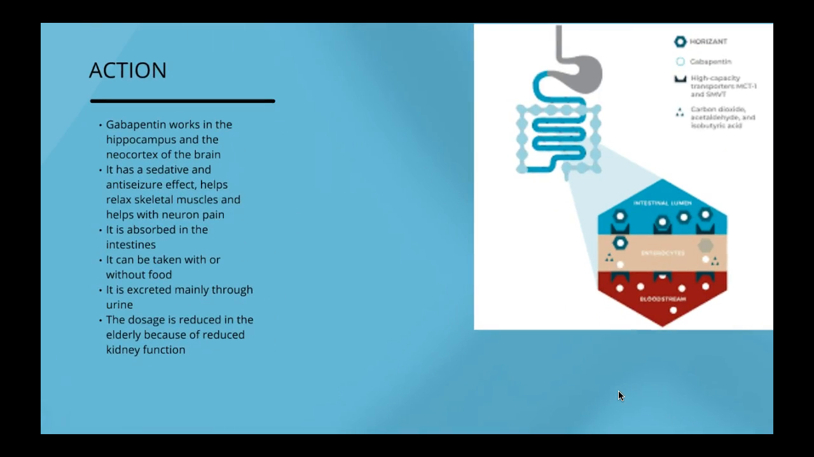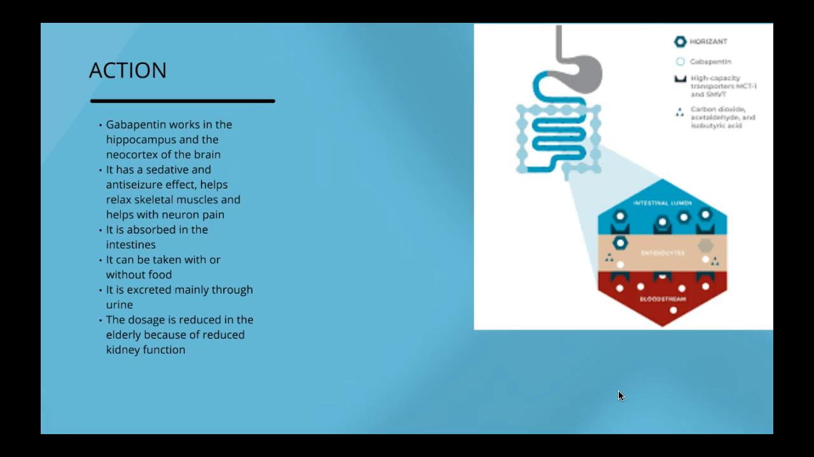Here I'm going to talk about the mechanism of action. So gabapentin works basically in the brain, in the part of the brain called the hippocampus and the neocortex. It has a sedative and an anti-seizure effect. It helps with the relaxation of skeletal muscles, so it helps in spasticity and helps with neural pain as well.